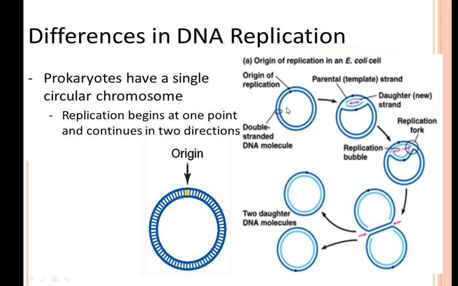From this point two replication forks form. Here you can see daughter strands are being formed. Here also is the replication fork, and this is the replication bubble. The two replication forks move in opposite directions and ultimately meet halfway round the circle at the termination point, and each replication makes a replica of the original chromosome, so in the end two daughter DNA circles are formed. Here you can see two daughter DNA molecules are formed.